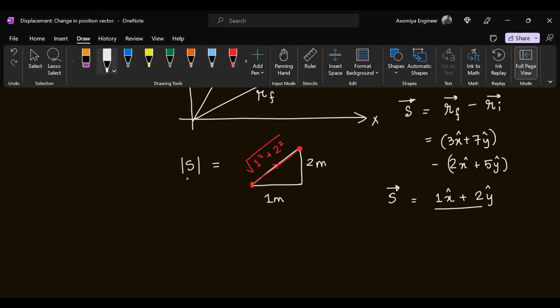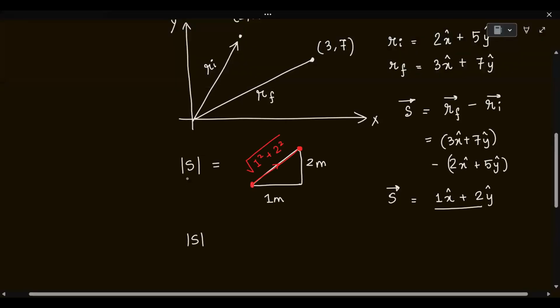And do you see those two sticks that I have made in front of S? That represents the modulus of displacement, the magnitude of displacement. So that is going to be under root of 5. Now we have the magnitude of displacement, it's under root of 5 meters. We also have the vector representation of the displacement, that is 1x cap plus 2y cap.